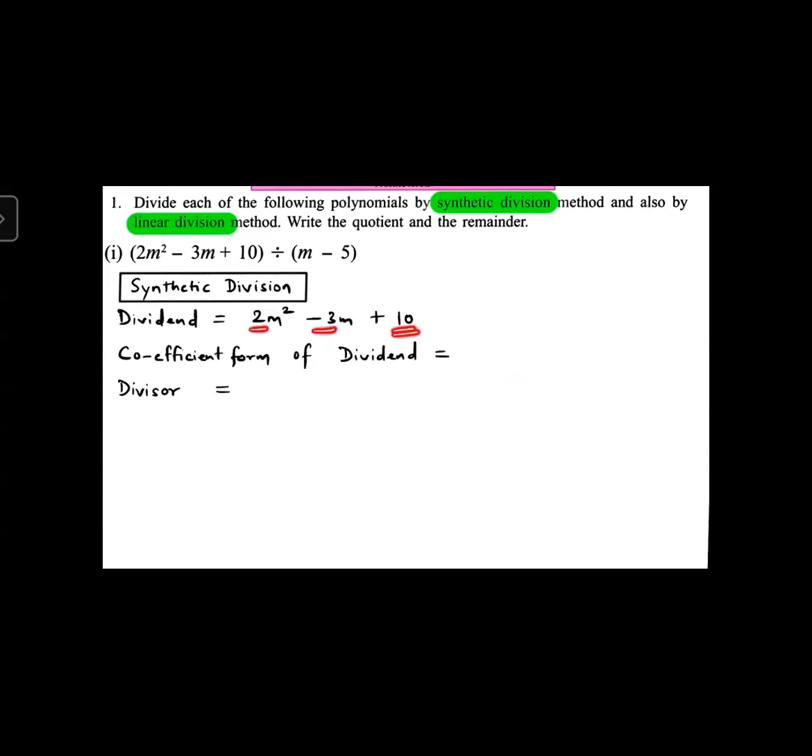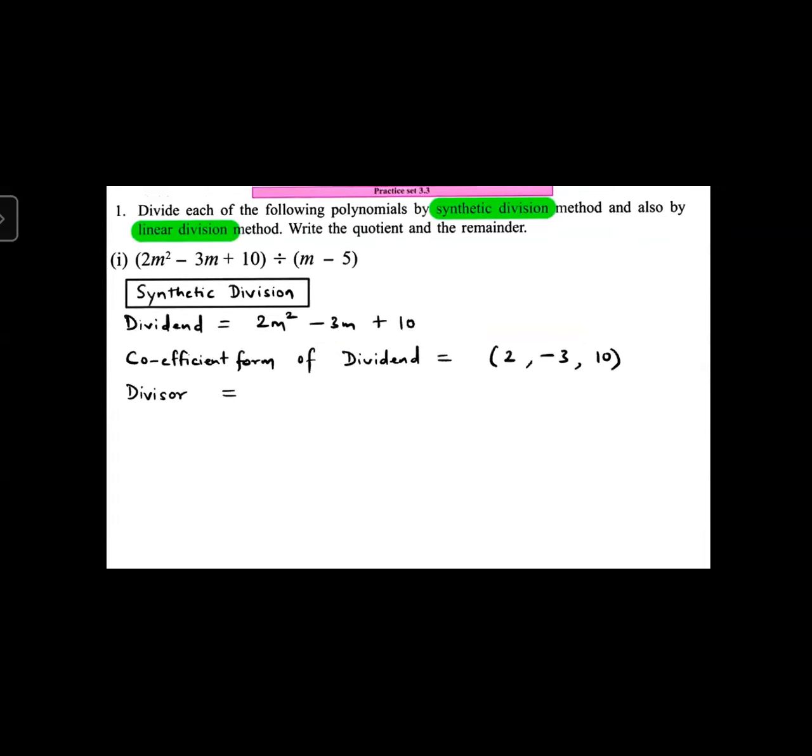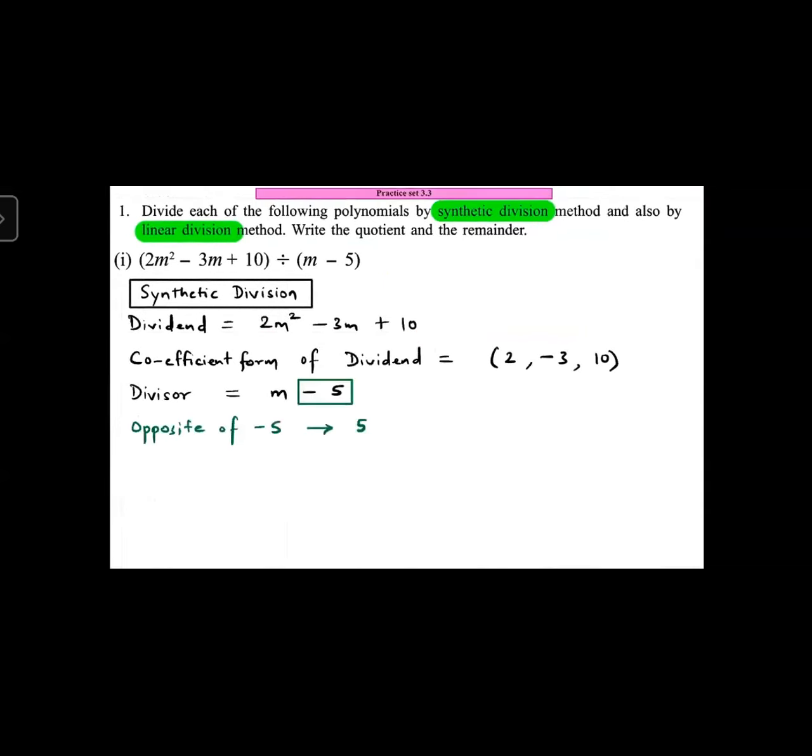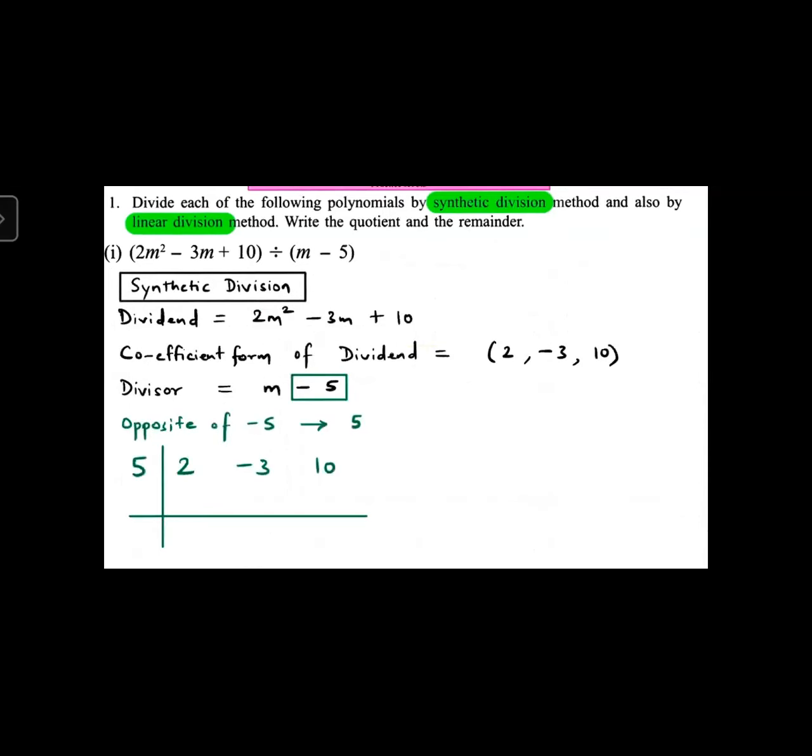As it is already in index form, you don't have to convert it into index form or standard form. Okay. So the coefficient form of the dividend is 2, -3, 10. Fine. So your divisor here is m - 5. The opposite of -5 is +5. You have to write +5 to the left of the vertical line in the first row.